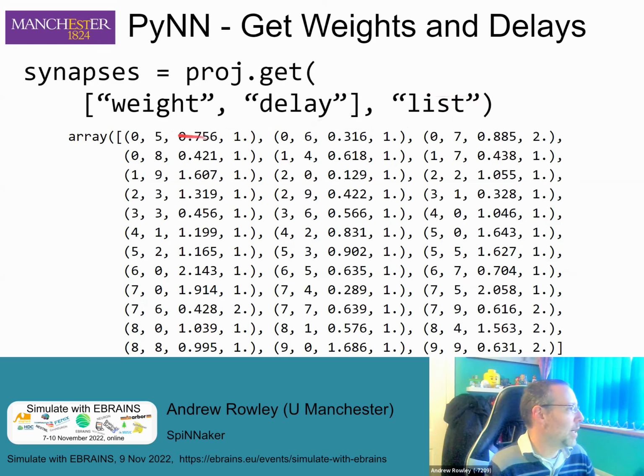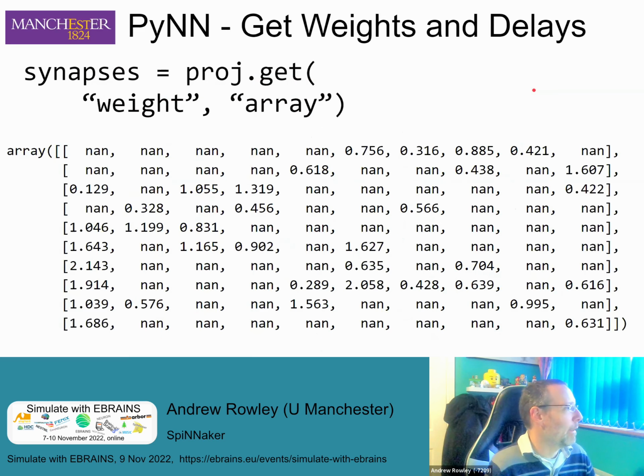If we use this list format, we actually get basically a source and target. Here we've said weight and delay, so we get weight and delay as well. You automatically get the source and target, so you can see which ones are which. You can also use this array format, where you probably only want to specify one of the things that you want, although it will give you an array of arrays if you don't. This array format gives you one position for every source target pair.